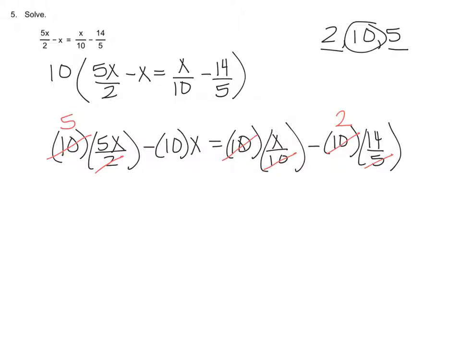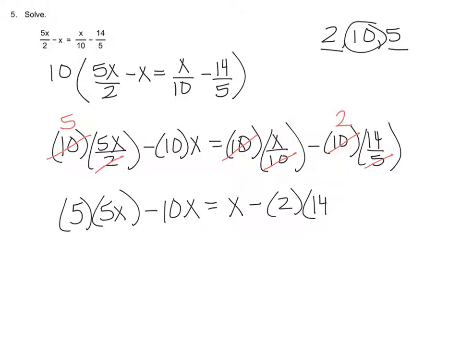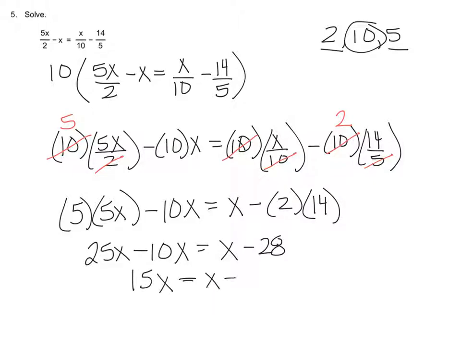So let's rewrite this all out. If I look at my first term, I now have 5 times 5x minus 10x equals x minus 2 times 14. So I have 25x minus 10x equals x minus 28. 25x minus 10x is 15x, and that equals x minus 28.